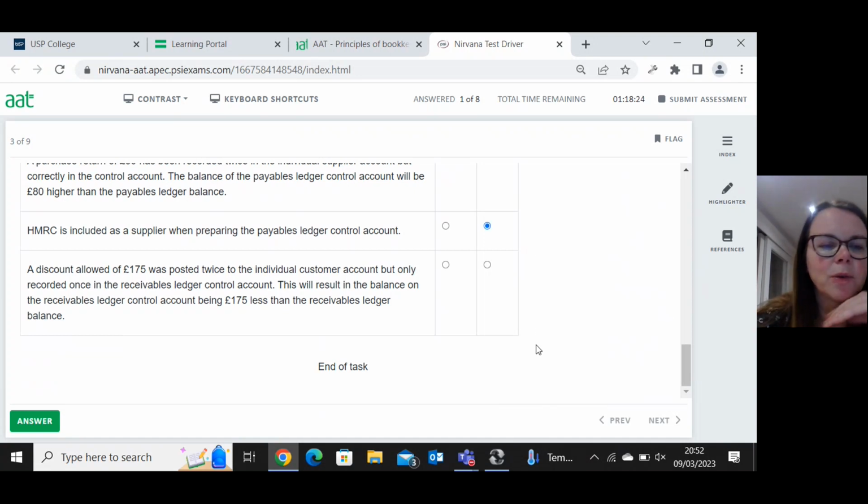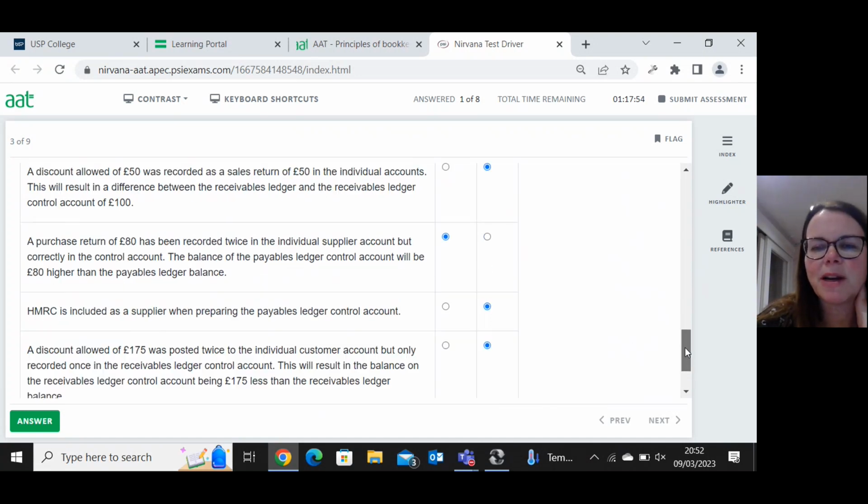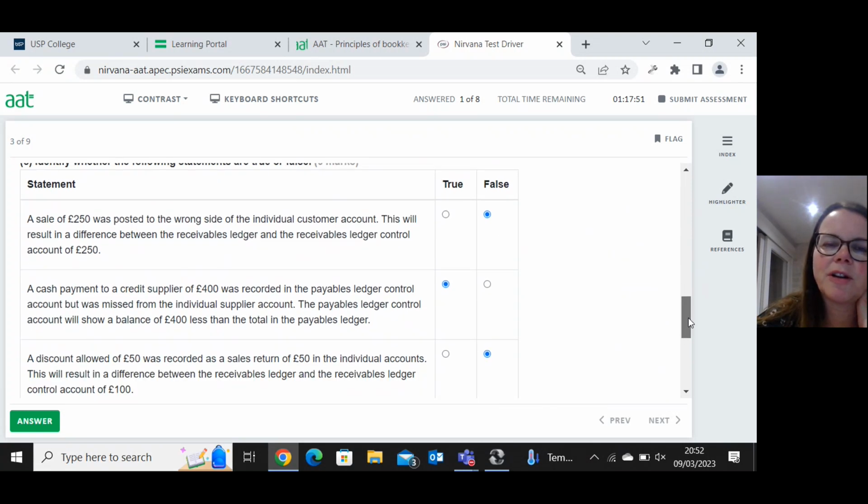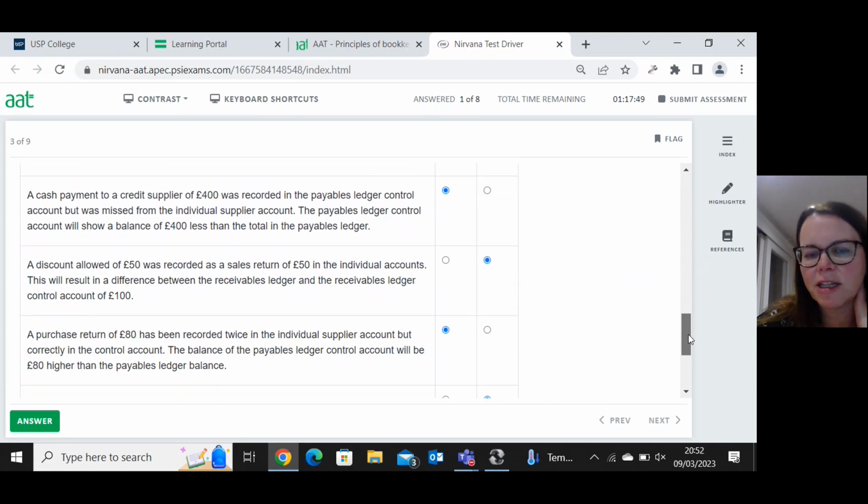A discount allowed of 175 was posted twice to the individual customer's account, so that will have reduced the amount that the customer owes by too much, but it was only recorded once in the RLCA. So the balance in the customer's account will be lower, not the balance in the RLCA. This statement's round the wrong way, so that will be false. Perhaps a better way of thinking about these is to talk through whether they owe less or more, like I've been trying to do there.